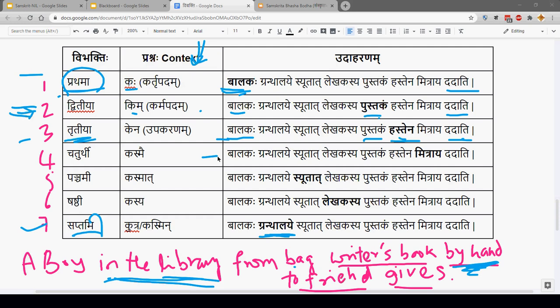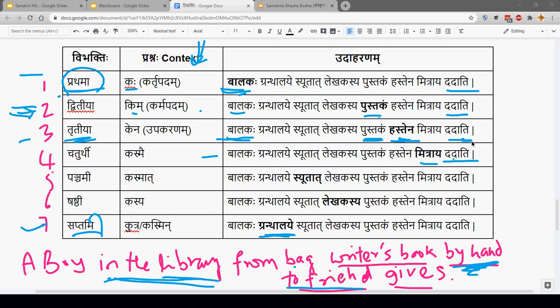So here the next highlighted word is mitraya. So this means to a friend. Okay. So we are asking, giving is the action here, gives. So up till the previous sentence we have balakaha pustakam hastena dadati. Now we can ask the question, to whom he is giving. Again, we may not be able to ask this question for every action, but in this action we can ask, dadati is giving, to whom he is giving. And we get the answer, to a friend.